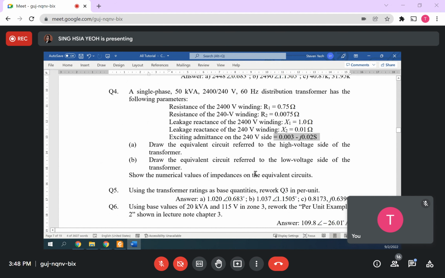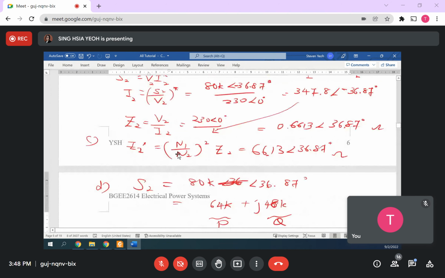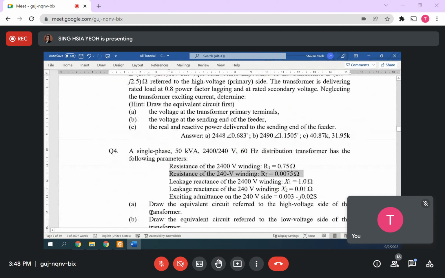Okay, this is a non-ideal transformer, so we have reactance and admittance. Then they say draw the equivalent circuit referred to the high voltage side, meaning the primary side. So the 240 side values you need to refer to the primary side, using the formula from just now, n1 over n2 power 2. Okay. So then you draw the circuit.